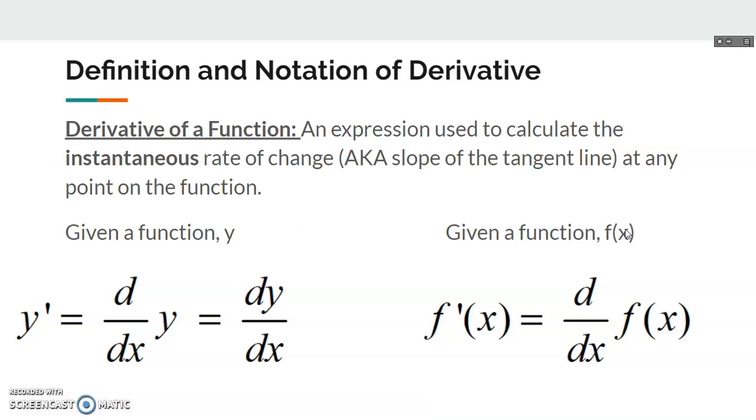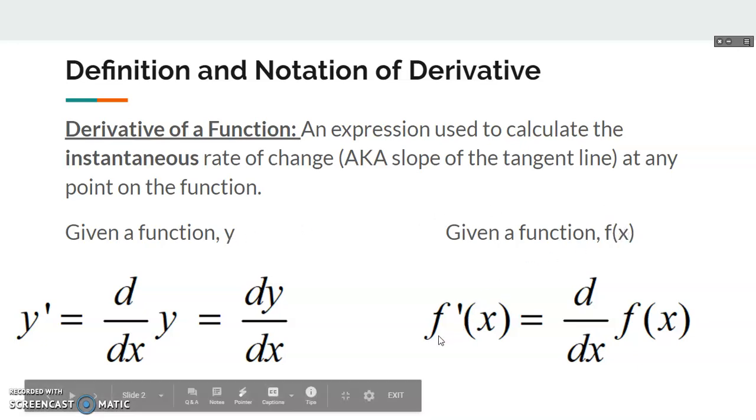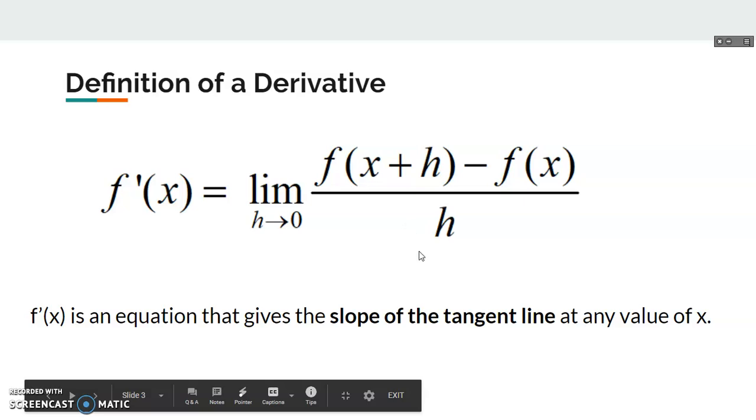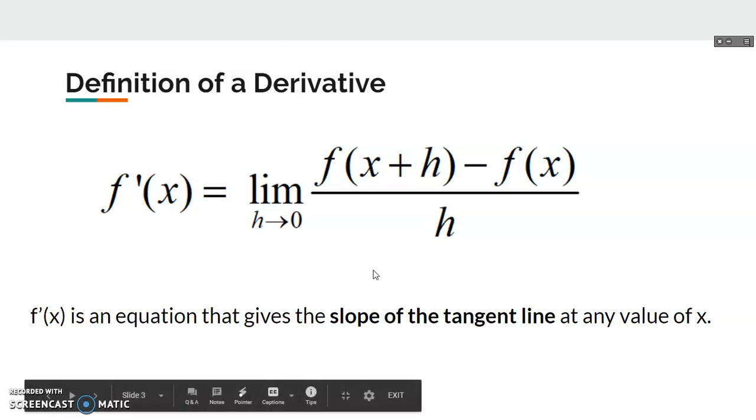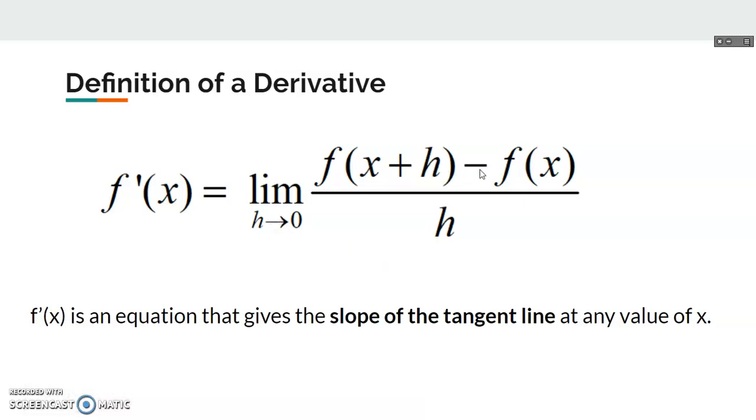Or if you start with f of x, you can write the derivative as f prime of x, or the derivative with respect to x of f of x. The definition of the derivative is the same as the definition of instantaneous rate of change. So the derivative of a function can be found by finding the slope between 2 points that get infinitely close together. The distance between these 2 points is going to 0.